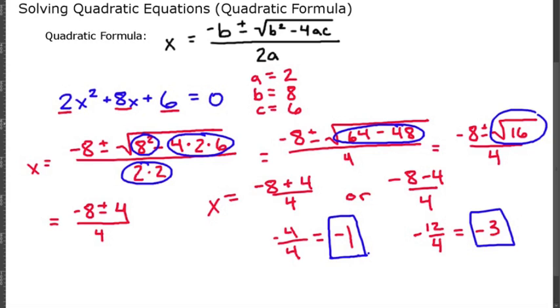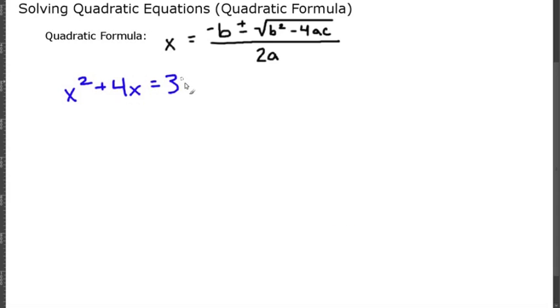Let's look at one more example. To start, we want one side of this equation to be equal to 0. So we're going to move the 3 over to the other side. So we're going to subtract the 3 from the right and subtract the 3 from the left. That's going to leave us with x squared plus 4x minus 3 equals 0.